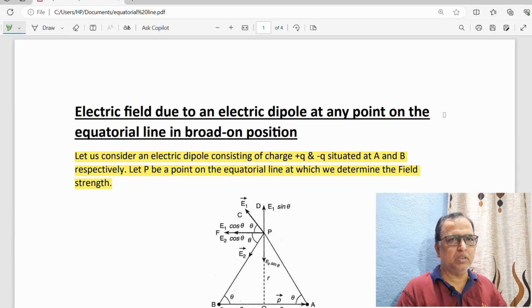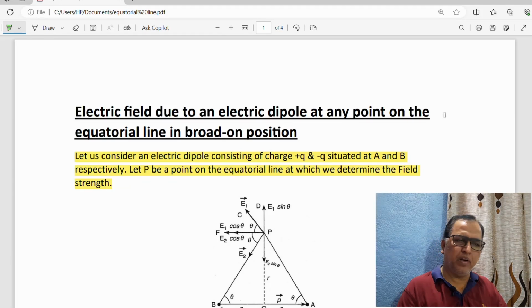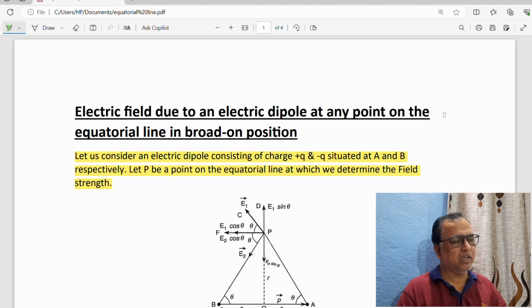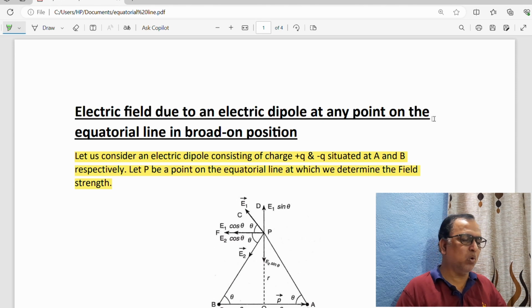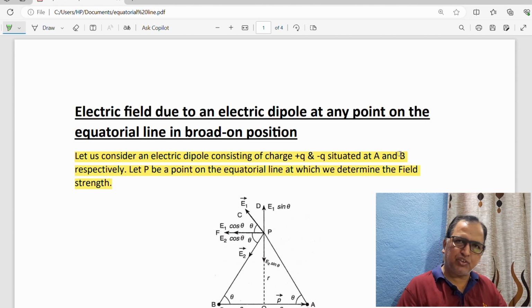Welcome to you all. Today's topic is the electric field due to an electric dipole at any point on the equatorial line, in the broadside position. Let us consider an electric dipole consisting of charges plus q and minus q situated at A and B respectively. Let P be a point on the equatorial line at which we determine the field strength.